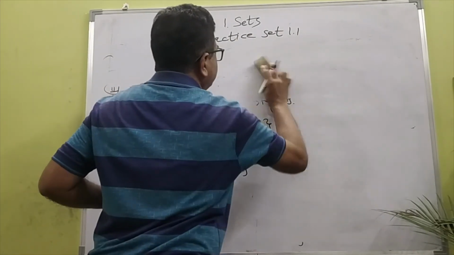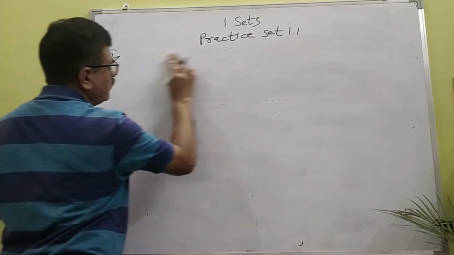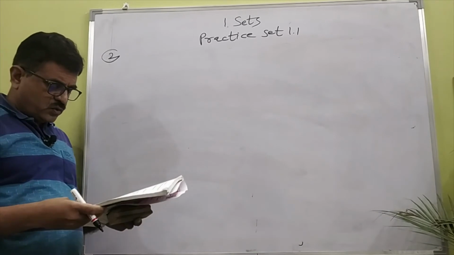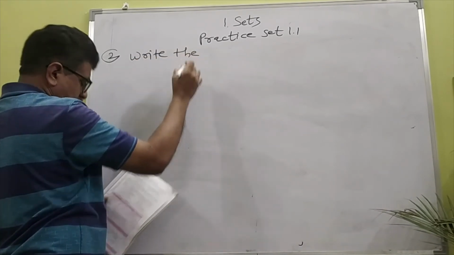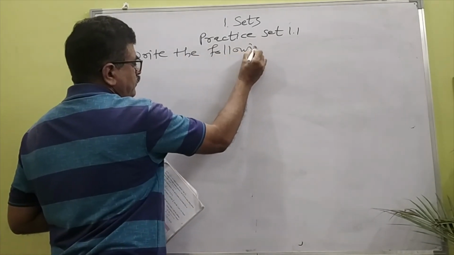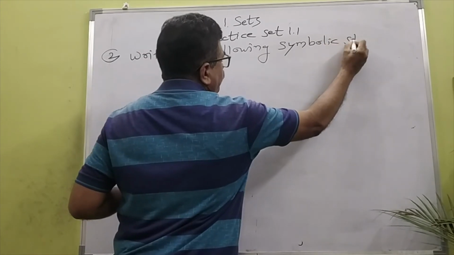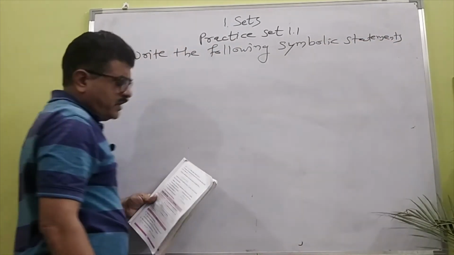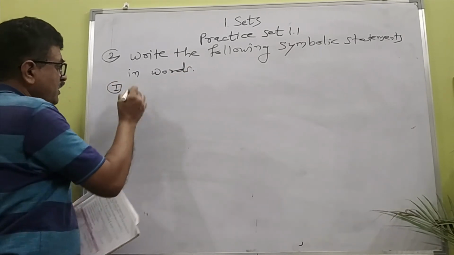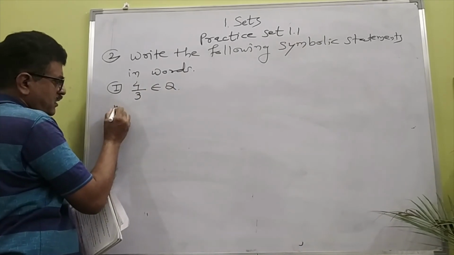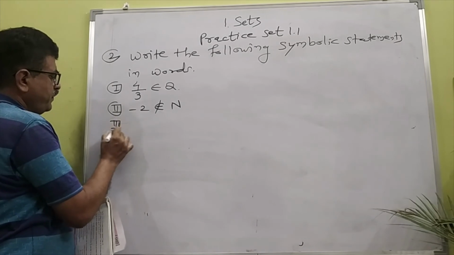Now write down question number 2. Write the following symbolic statements in words. Now first, 4/3 belongs to Q, second, -2 belongs to N, and third, P is a set of p such that p is an odd number.